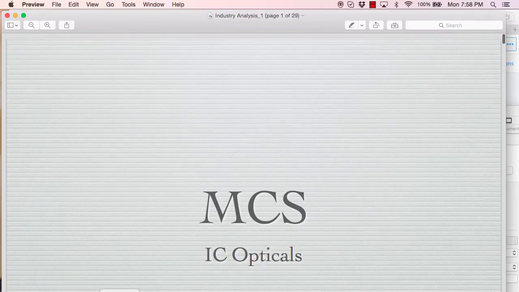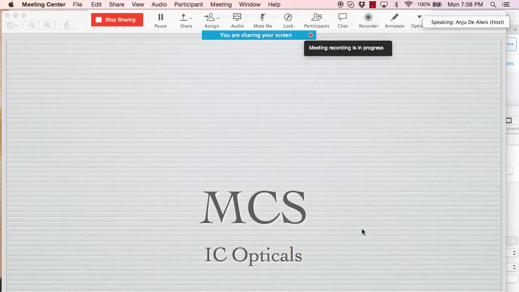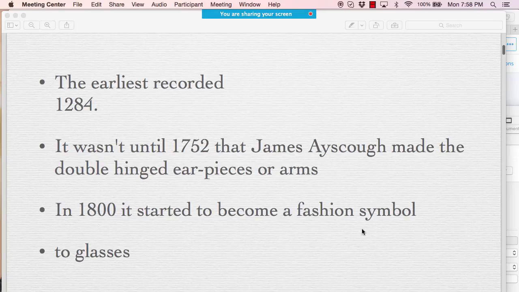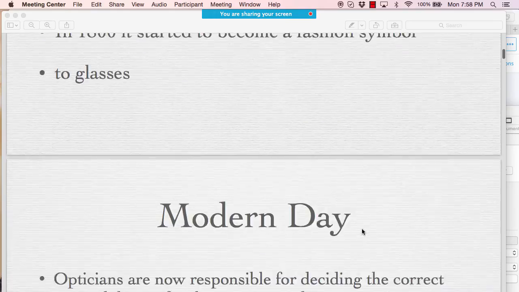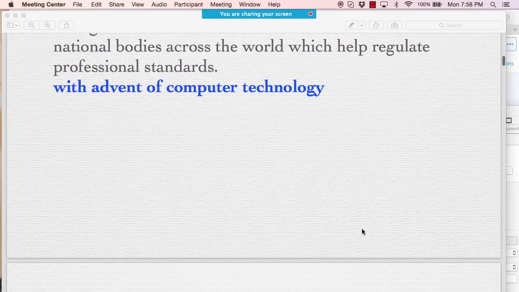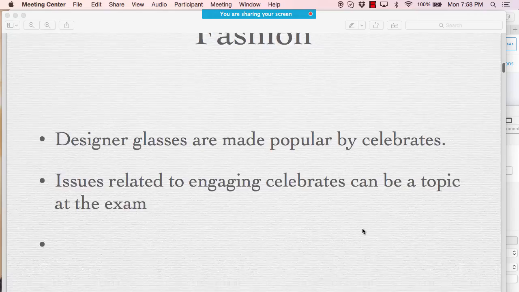I think most of it we have gone through, but I'll just give you a refresher. Basically, we spoke about the history. It started quite some time ago, and modern day, where are we now? There's a lot of technology being used. The technology may be used to such an extent that we may start reducing the number of people in the stores, and we might be able to do away without them. Another part of it is the fashion side of it, right? We said that is playing a predominant role as well.